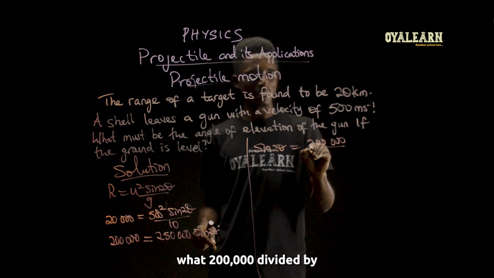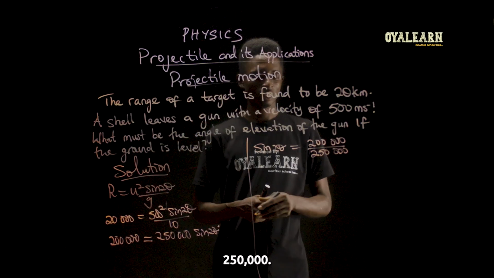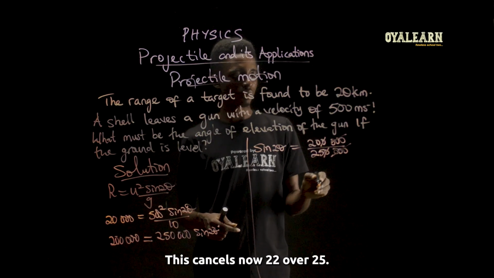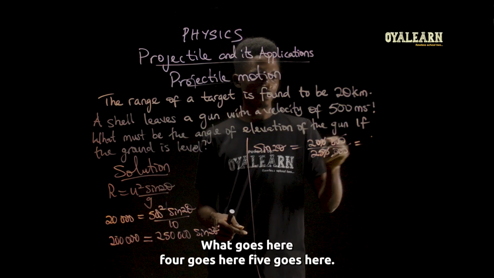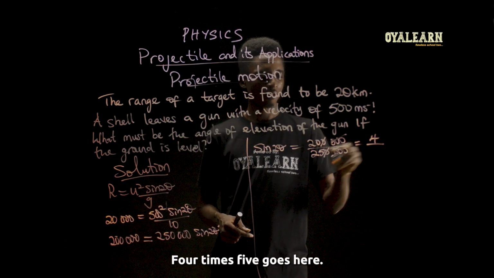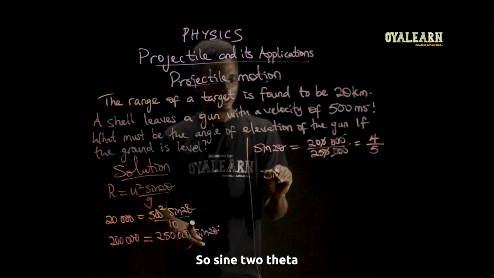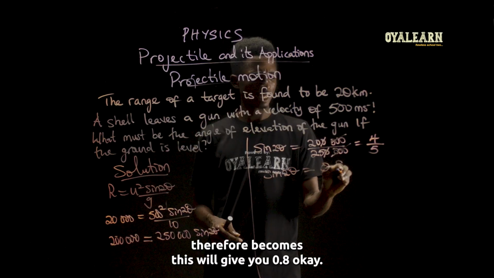200,000 divided by 250,000. Let's break it down. This cancels. Now 20 over 25. What goes here? 4 goes here. 5 goes here 4 times. 5 goes here 5 times. Okay? So sine 2 theta therefore becomes 0.8.